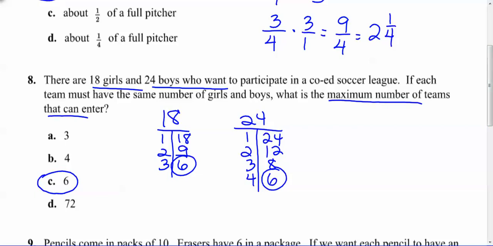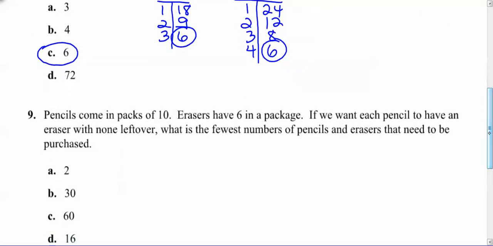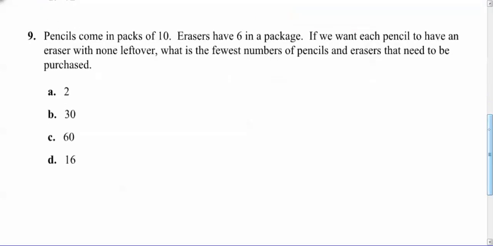All right, the next one is talking about pencils and having a matching number of erasers. Pencils come in packs of 10, erasers have 6 in a package. If we want each pencil to have an eraser with none left over, what is the fewest number of pencils and erasers that need to be purchased? So this is where we want the numbers to meet, right? We want to find the LCM of 6 and 10. A lot of kids jumped right over the LCM and went all the way up to 60. Well, you'll see that we will run into it well before that.